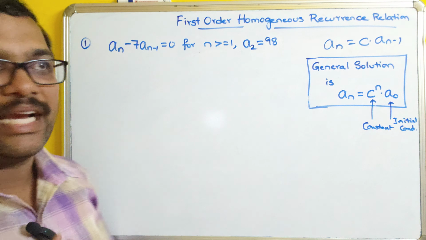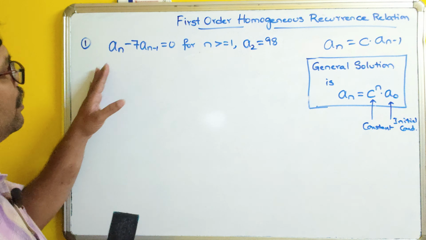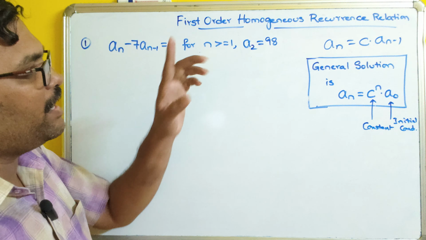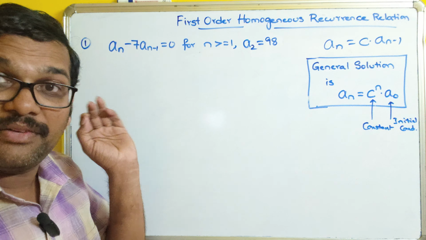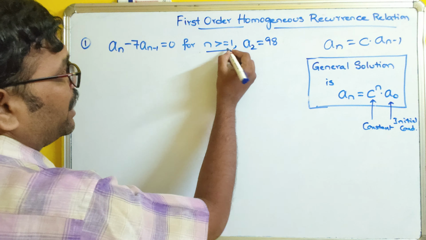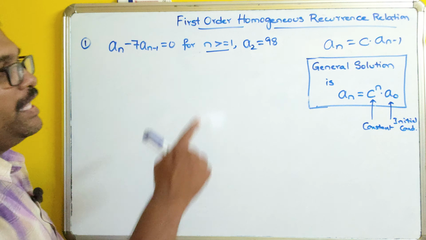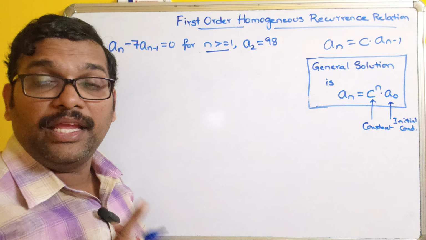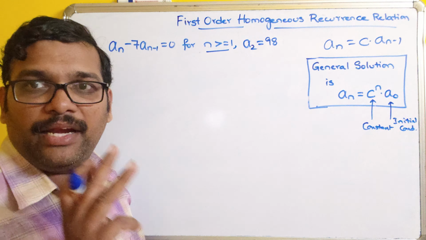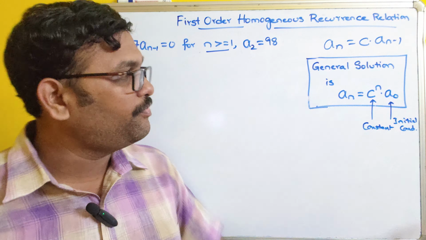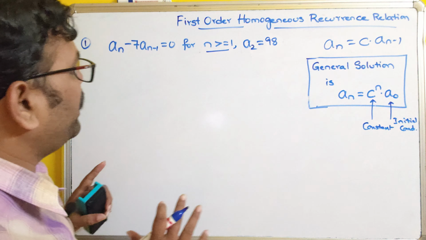So let us solve the second example. Here a_n minus 7a_(n-1) is equal to 0 for n greater than or equal to 1. So this is a first order recurrence relation. We need not change anything because here we have n greater than or equal to 1. The initial condition was not given, but the a2 value has been given. a2 means the third term. But we need an initial condition a0 for a first order recurrence. So let us find out.